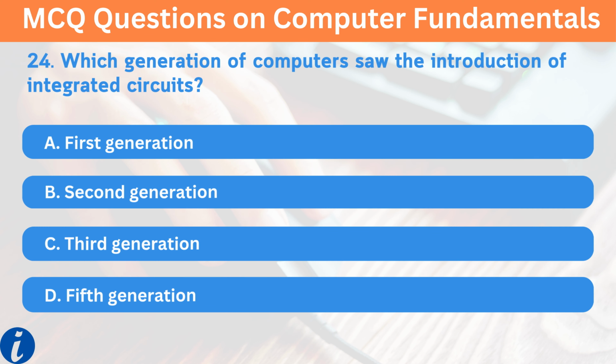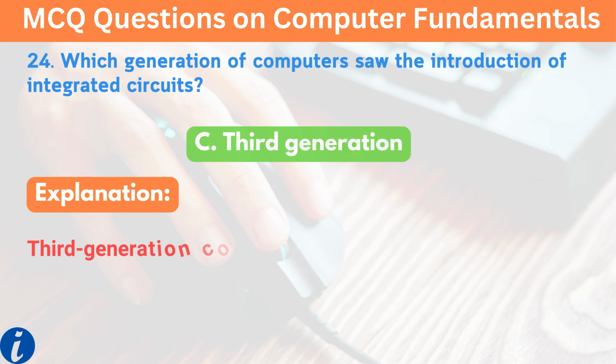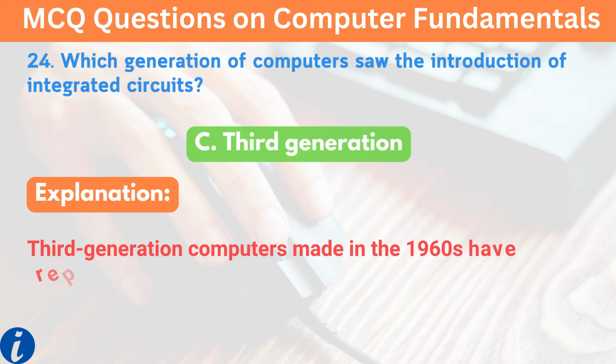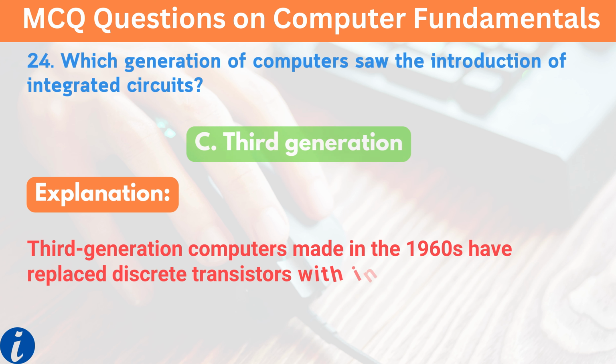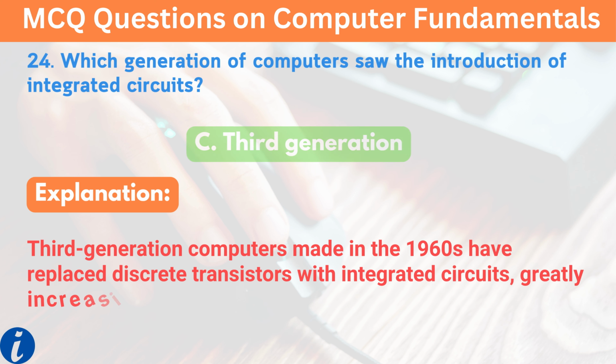24. Which generation of computers saw the introduction of integrated circuits? A. First generation. B. Second generation. C. Third generation. D. Fifth generation. The correct answer is C. Third generation. Explanation: third-generation computers made in the 1960s replaced discrete transistors with integrated circuits, greatly increasing speed and reliability.